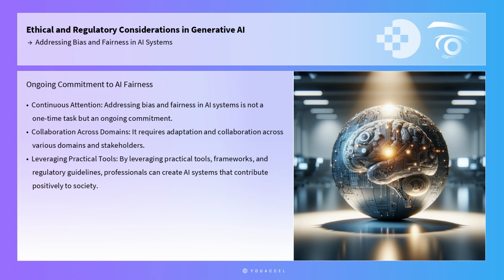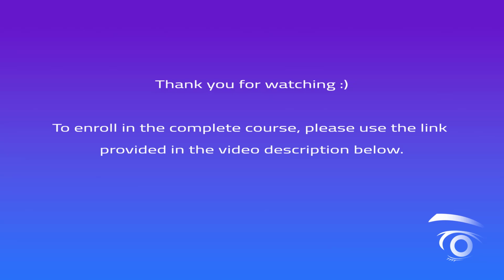Ultimately, addressing bias and fairness in AI systems is not a one-time task, but an ongoing commitment. It requires continuous attention, adaptation, and collaboration across various domains and stakeholders. By leveraging practical tools, frameworks, and regulatory guidelines, professionals can create AI systems that not only drive business growth, but also contribute positively to society. These efforts ensure that generative AI is used responsibly, fostering innovation while safeguarding against the risks of unfair and biased outcomes. This concludes the lesson.